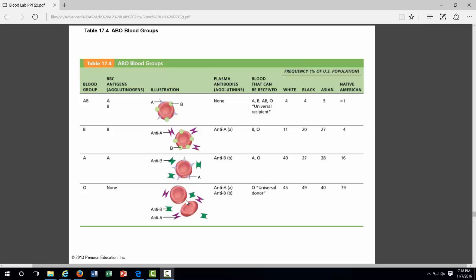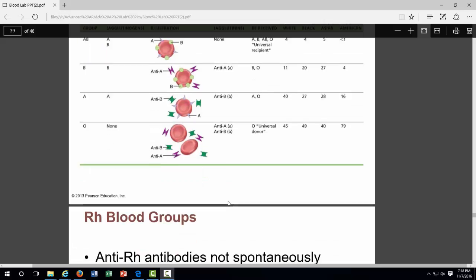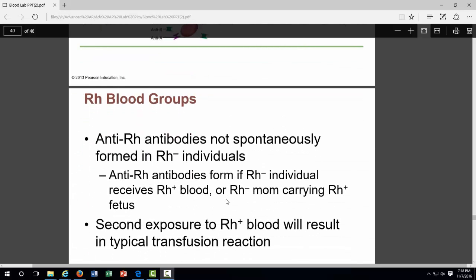But who can they receive from? Only O, because what they have in their plasma that's going to cause problems is the A and B antibodies, right? Which is going to attack any red blood cell that has either A or B antigen on it. And when antibodies attack, they cause clumping. They cause what we call agglutinations.